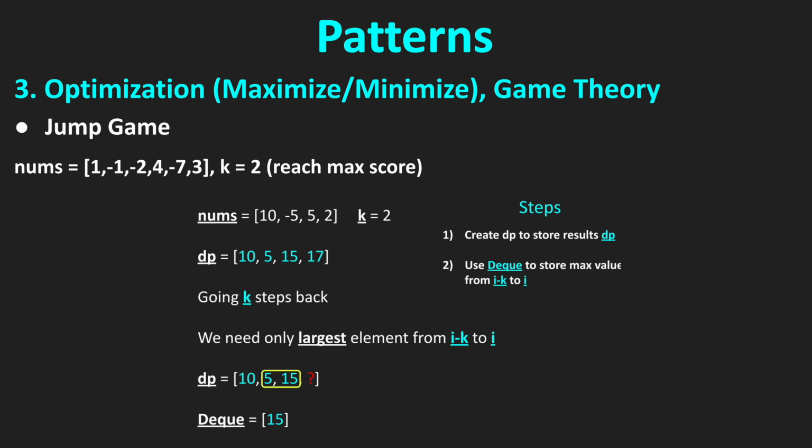Another jump game problem that we have is that we are given an array and a k, which is how many steps we can make at a time. And we need to find the maximum value that we can get from this array, moving k steps starting from each position.